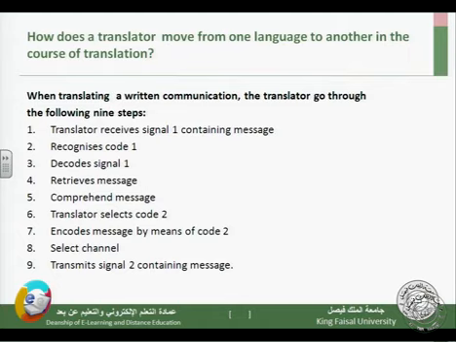Now, to select the channel, is it spoken or written? Now then, what happens? He transmits the signal 2 containing the message. He transmits the message to the other receivers of the message. So these are the steps the translator goes through when he moves from one language into another in the course of translation.